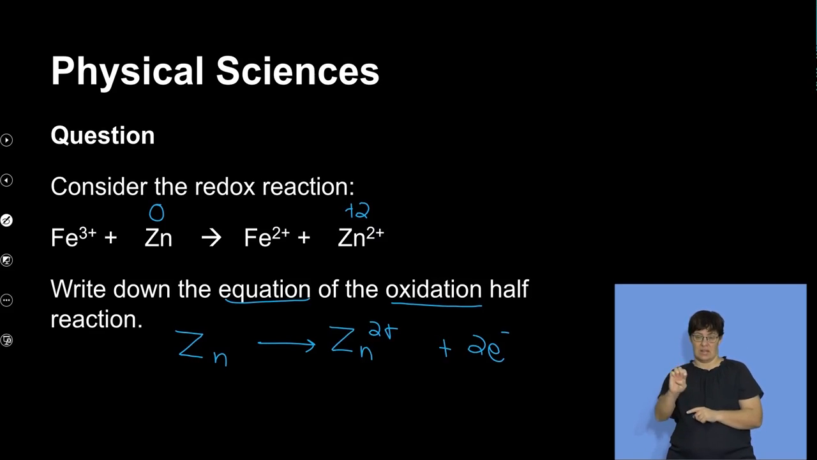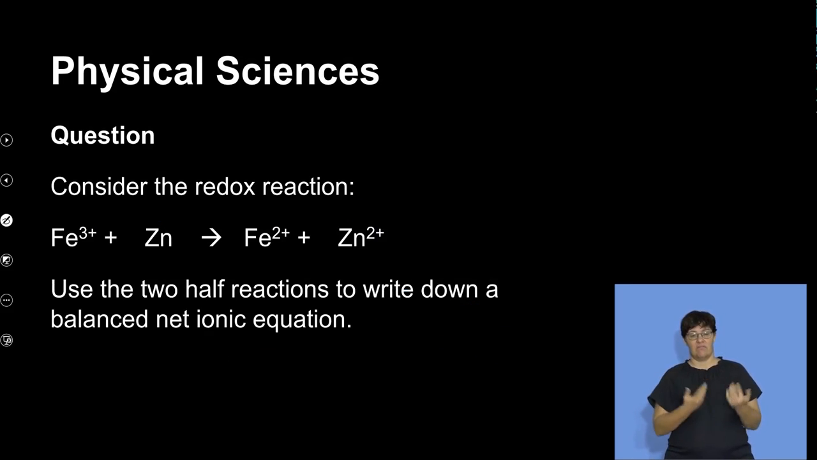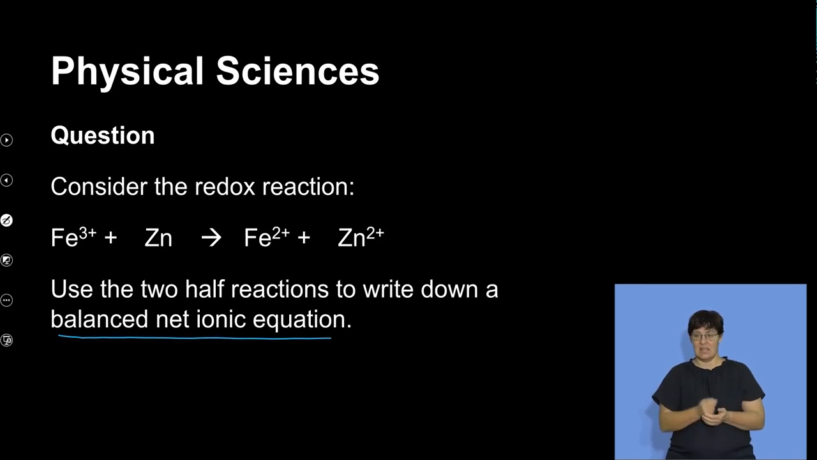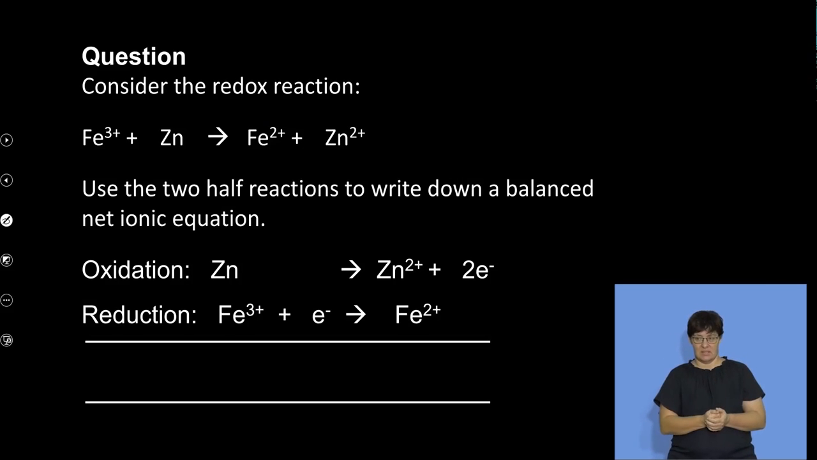So you realize that we are consistent that in the oxidation half reaction, the electrons are always on the right-hand side of the arrow, right? So this is what represents the oxidation half reaction, right? And then use the two half reactions to write a balanced net ionic equation. Emphasis in this case is on the balance, right? So if we go to our two half equations, what do we have?